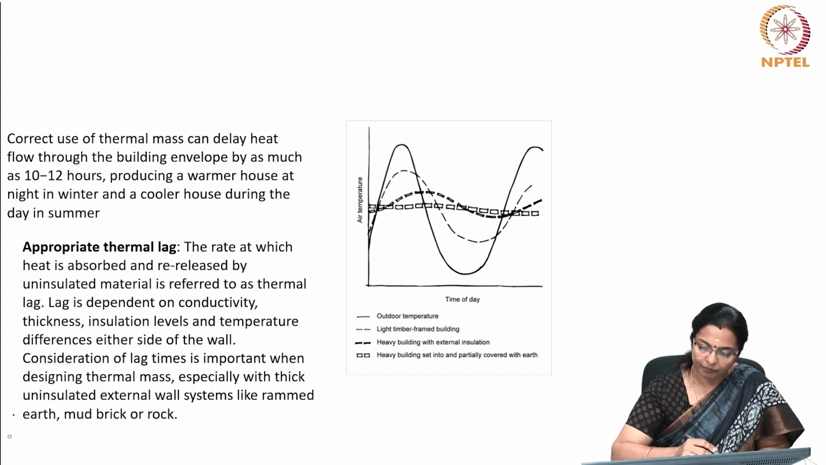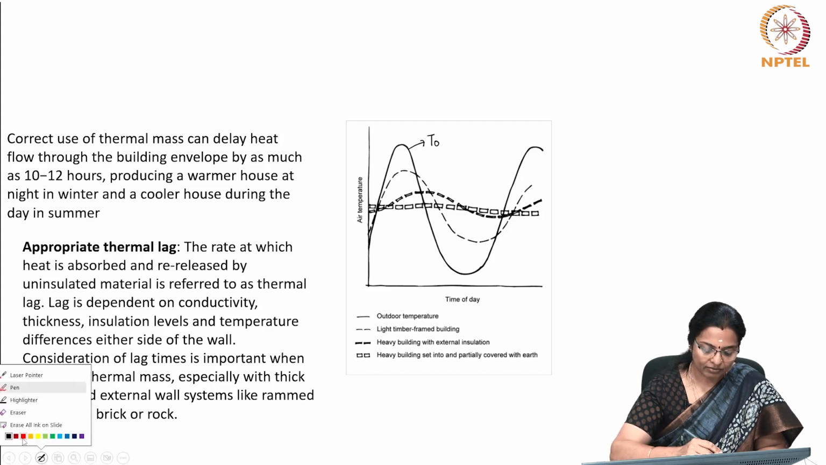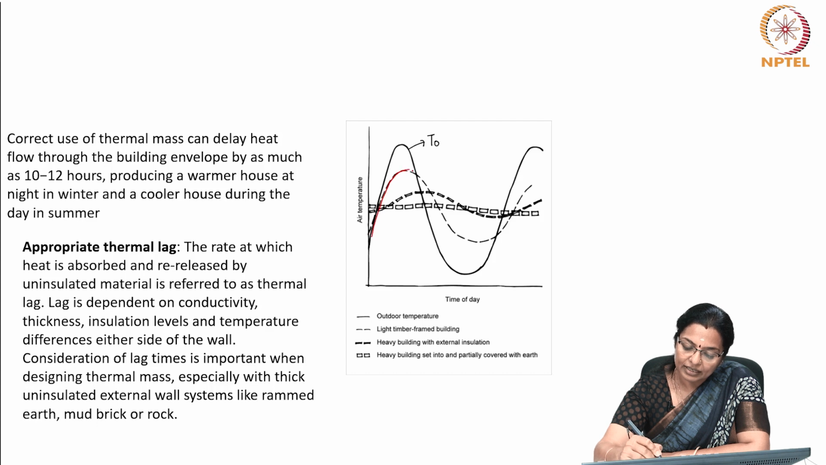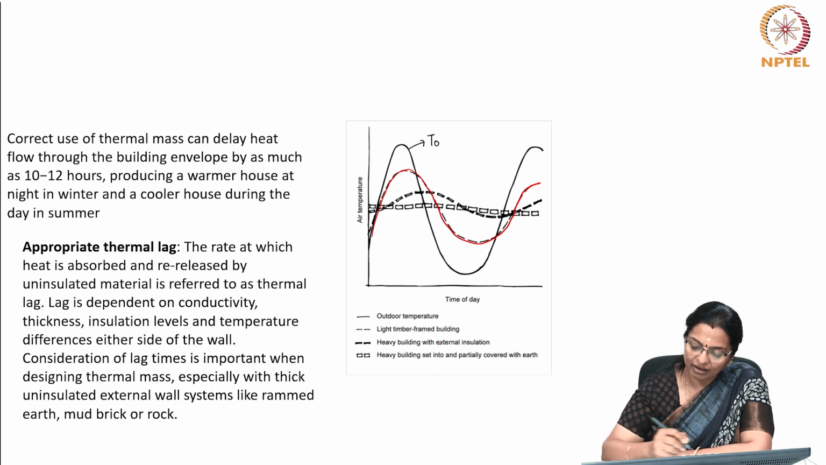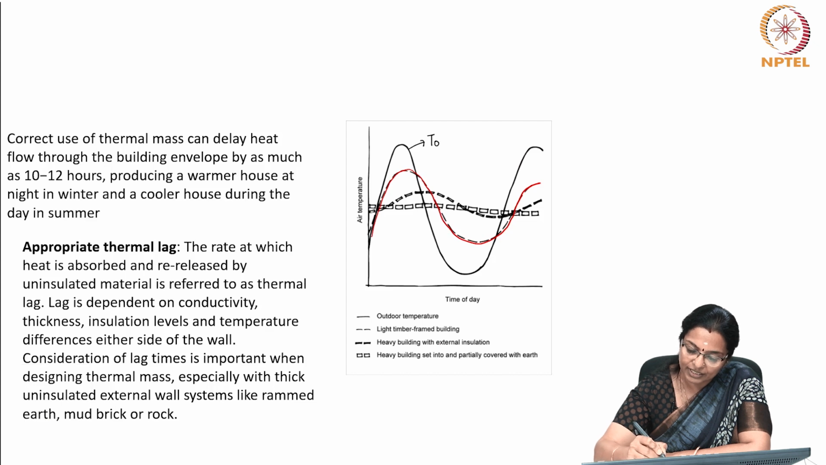So, when you have the outdoor temperature like this, T outdoor, and then you have the light timber framed structure. You can see the light timber framed structure follows the temperature pattern of the outdoor ambient air. Then you have a heavy building with external insulation.